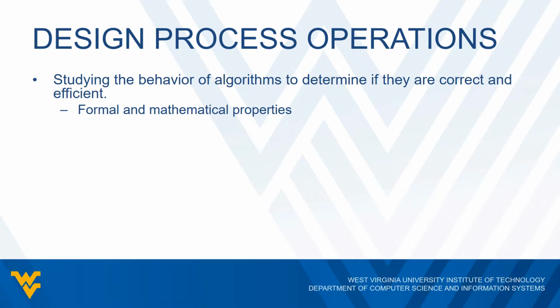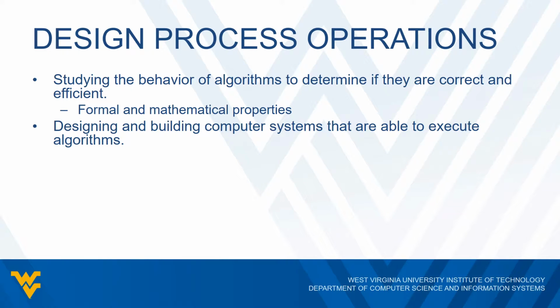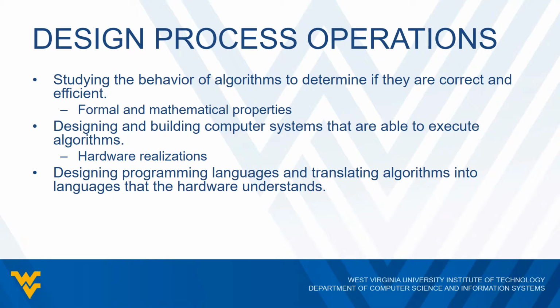The next operation is designing and building computer systems that can execute these algorithms. So we're looking at hardware realizations. We're looking at making sure that we have the hardware that's capable of executing these algorithms so that way we can solve our problems. The next thing we're going to take a look at is the programming language. So we're going to design some type of programming language and then translate our algorithm into that language so that the hardware understands it. So this is the linguistic realization part of it.